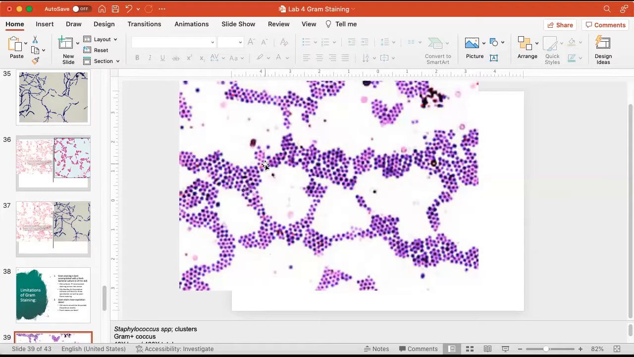By the way, this happens to be a Staphylococcus culture. So I would expect it to be gram-positive because Staphylococcus is a gram-positive organism. I can also see clustering here that's characteristic of Staphylococcus. But if I were looking at this smear, I would not be able to determine gram status because I see inconsistent staining and I see a lot of debris.